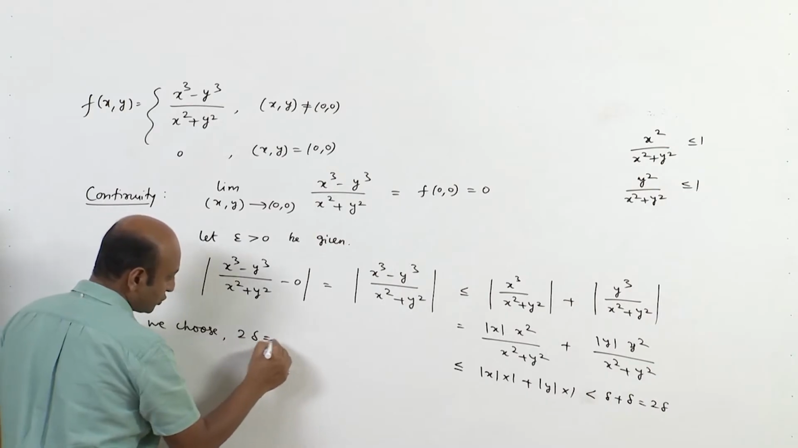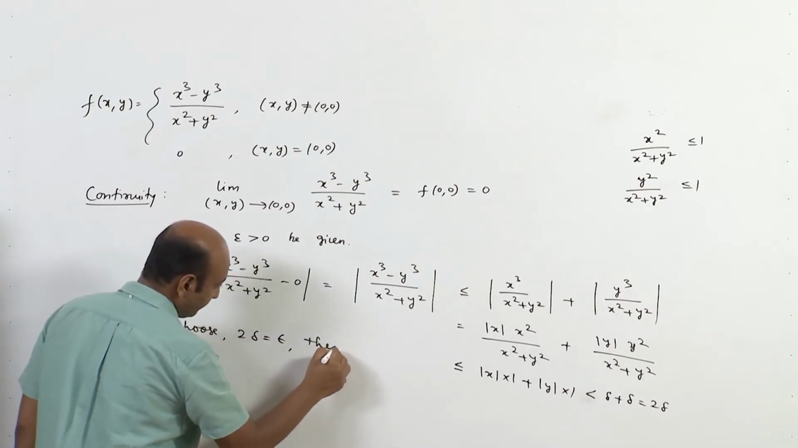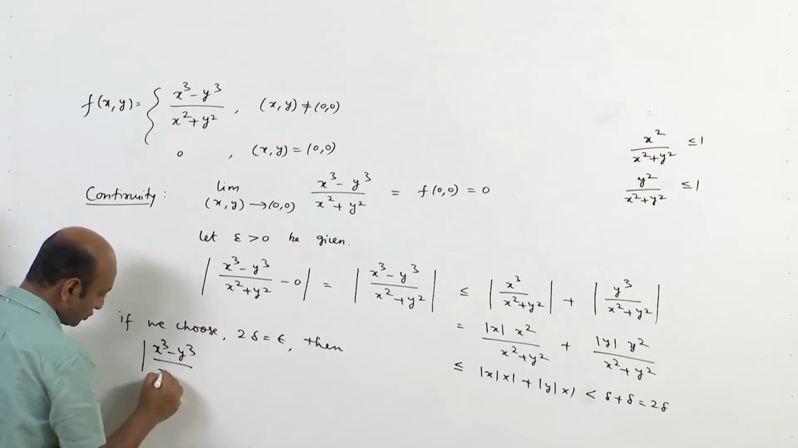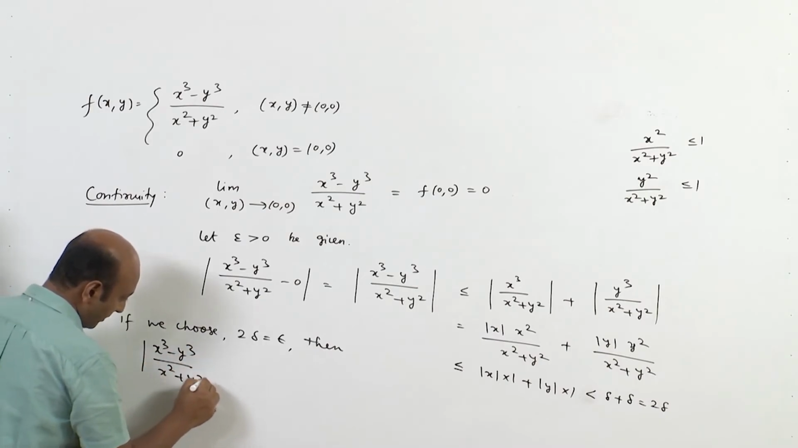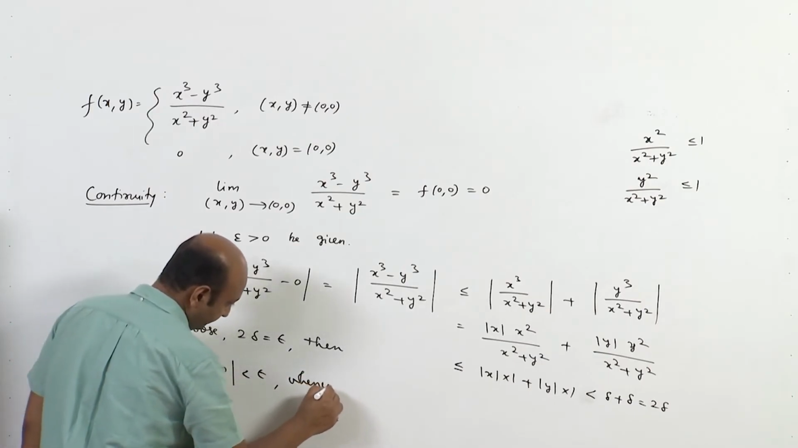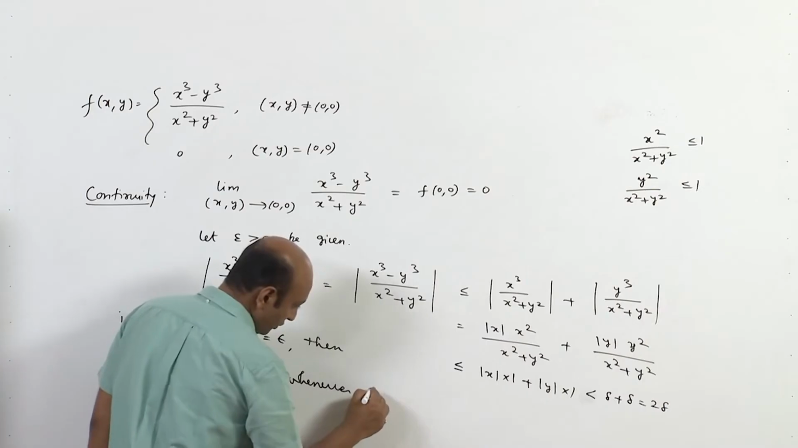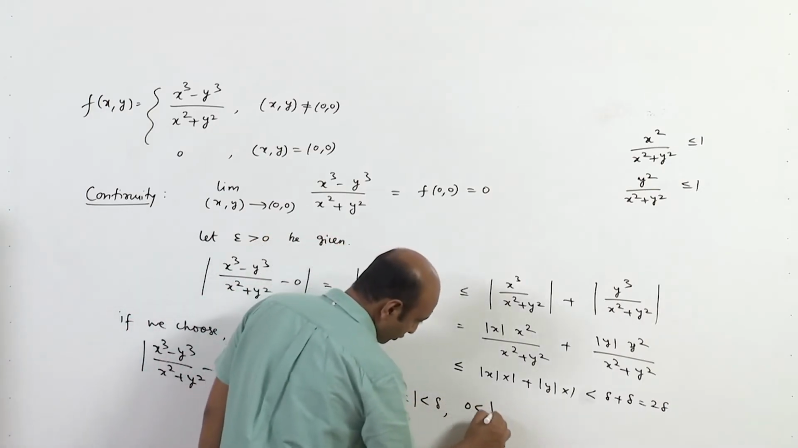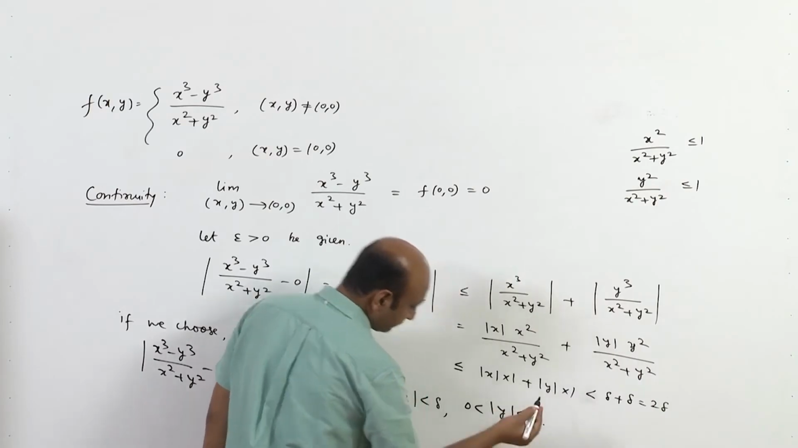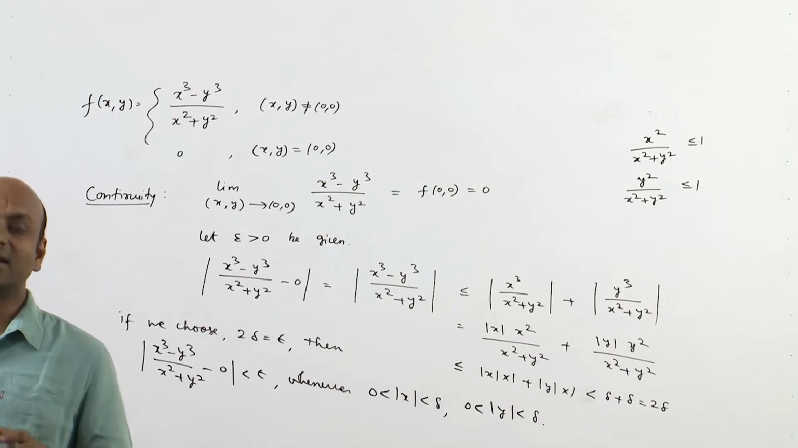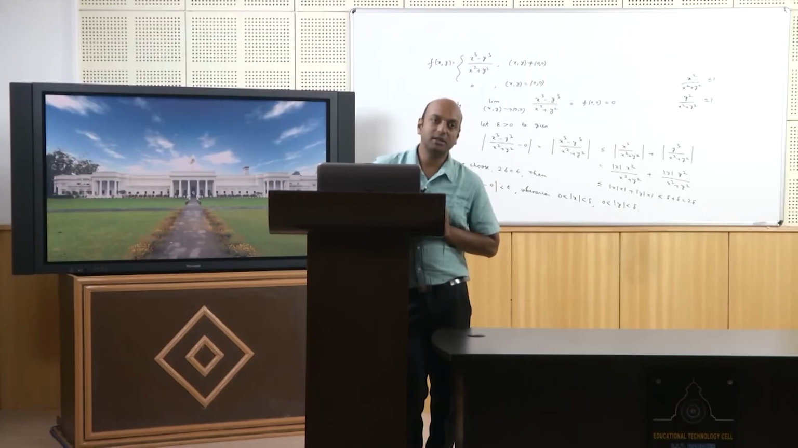So, if we choose 2 delta equal to epsilon, then the mod of (x cube minus y cube) upon (x square plus y square) minus 0 will be less than epsilon whenever 0 is less than mod x less than delta and 0 is less than mod y less than delta. So, in this way we have shown that this function is continuous at (0, 0).